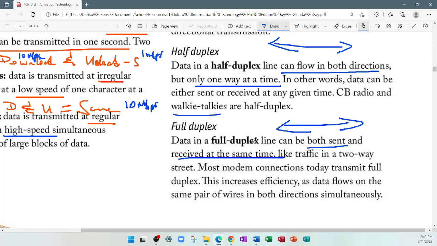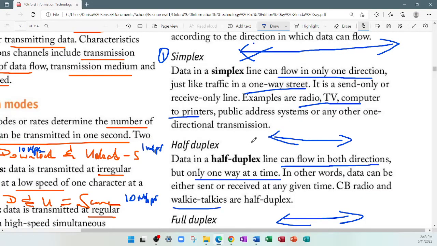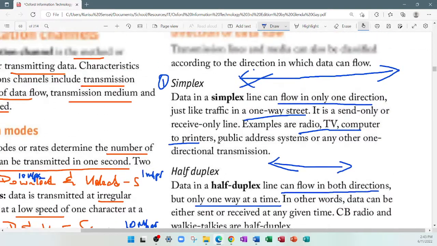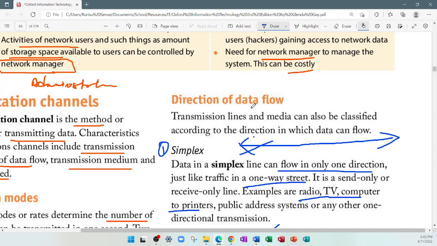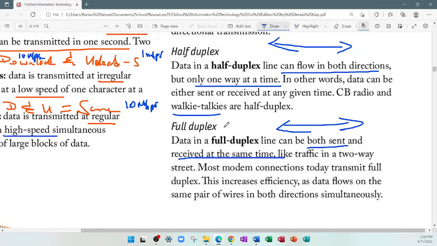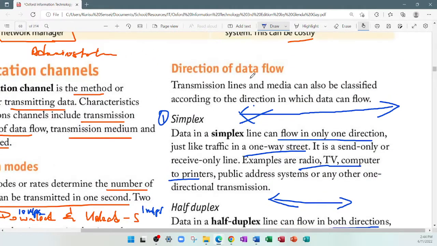Now, one is not better than the other. That's important to note. For these directions of data flow, one is not better than the other. Yes, full duplex has more advantage. You can send and receive at the same time, but that does not make it better. Why we have different directions of data flow is simply because of what we need to carry out.